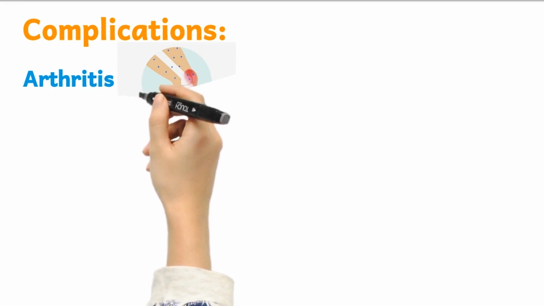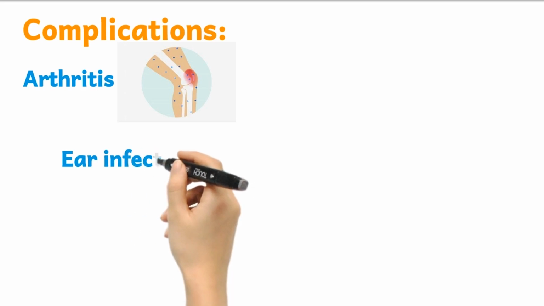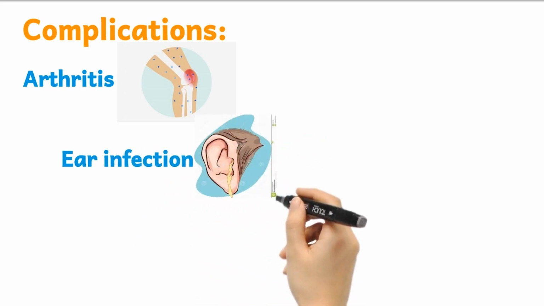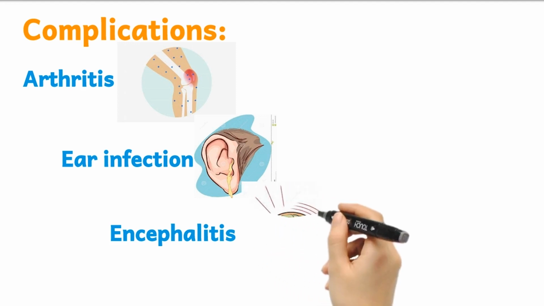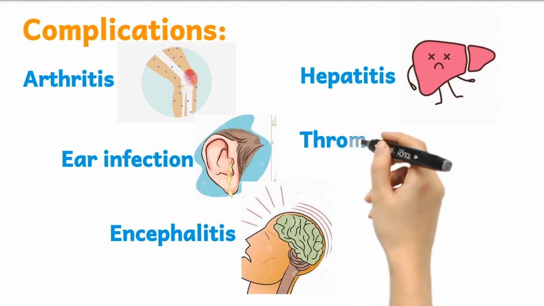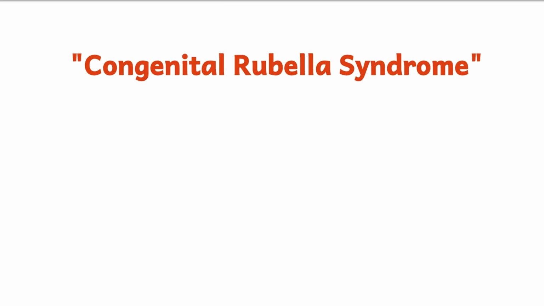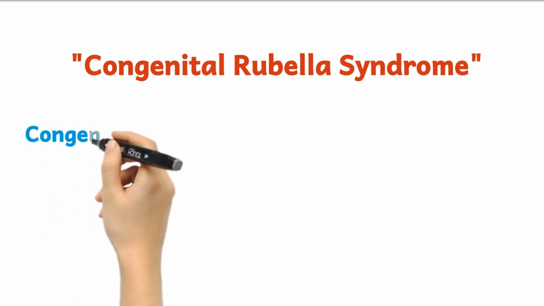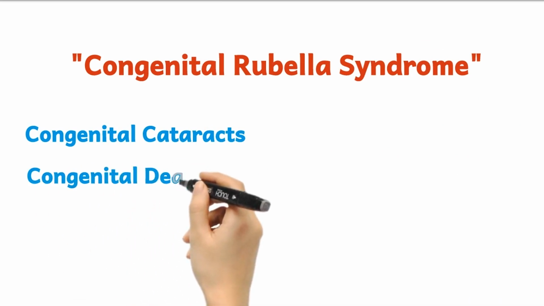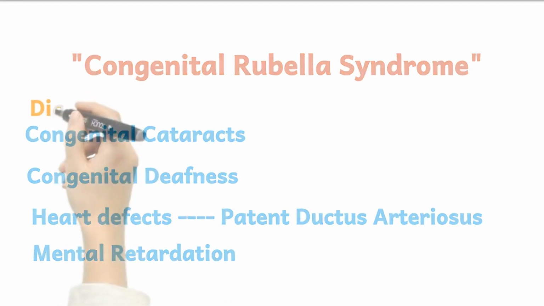But some women who have had rubella experience arthritis, which generally lasts for about 1 month. In rare cases, rubella can also cause an ear infection of the inner ear, encephalitis, that is inflammation of brain, hepatitis, inflammation of liver, and thrombocytopenia, that is low platelet count. Up to 80% of infants born to mothers who had rubella during the first 12 weeks of pregnancy developed congenital rubella syndrome. This syndrome presents as congenital cataracts, congenital deafness, congenital heart defects, specifically patent ductus arteriosus, and mental retardation.